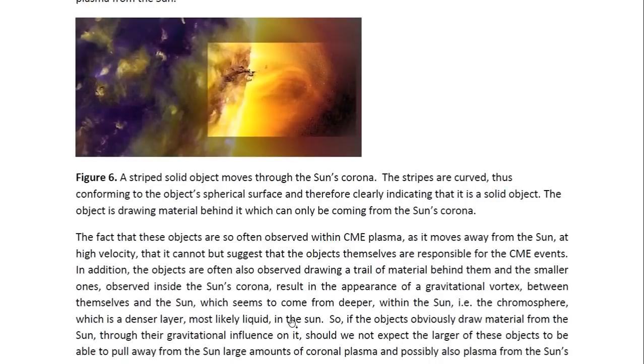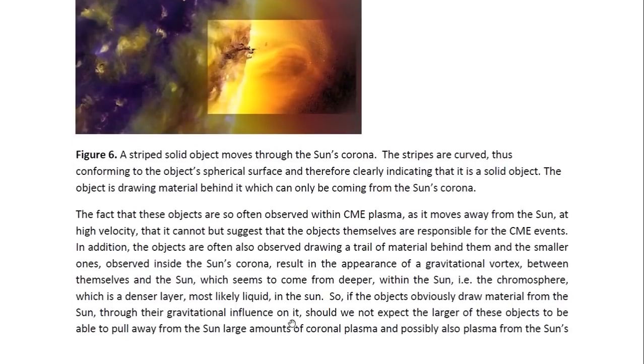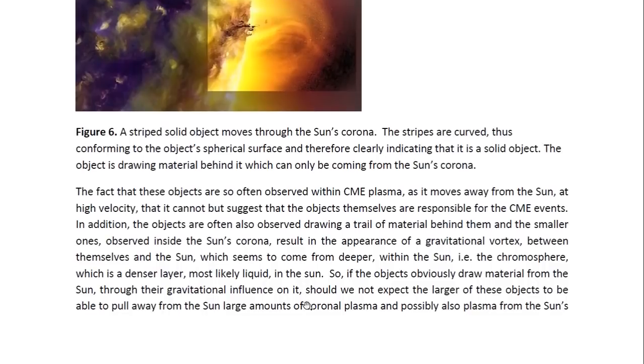Now, the fact that these objects are so often observed within CME plasma as it moves away from the Sun at high velocity can only suggest that the objects themselves are responsible for the CME events. In addition, the objects are often also observed drawing a trail of material behind them, as we see here, and the smaller ones are observed to have gravitational vortex connections with the Sun.